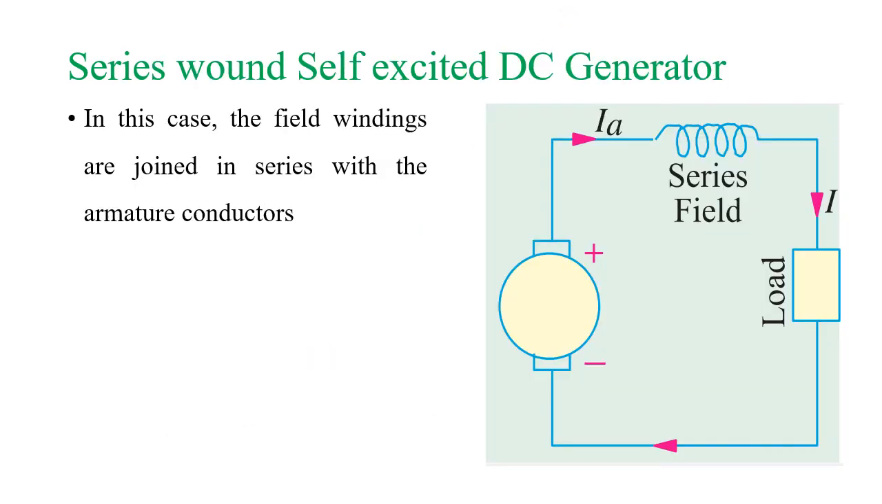Series wound self-excited DC generator. First, you can notice that there is no separate supply for energizing the field winding. This field winding is energized due to residual magnetism. Therefore, it is called self-excited. Next, it is called series wound because the field winding and the armature winding are connected in series. That is why it is called a series wound DC generator.